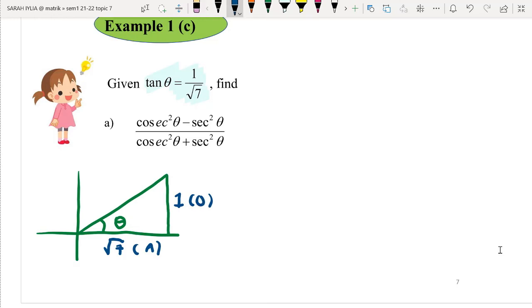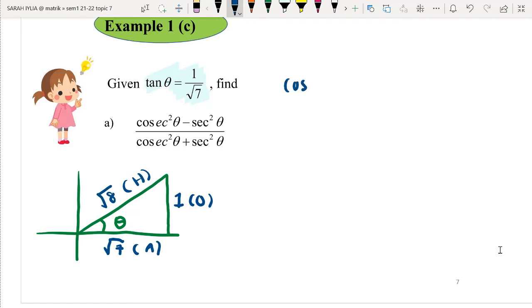Okay. From here, we have to use Pythagoras theorem. Find the hypotenuse. So, kita ada root 7 squared plus 1 squared. Square root of it, we gonna get root of 8. And that will be the hypotenuse. Okay. Barulah kita boleh cari apa yang soalan minta. Okay, kita deduce dulu the basic one.